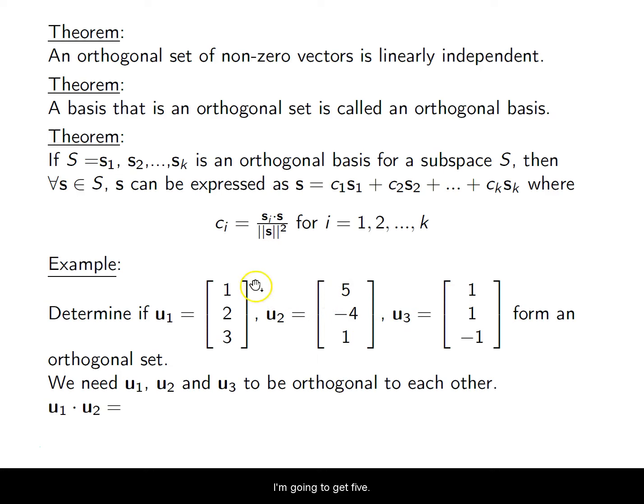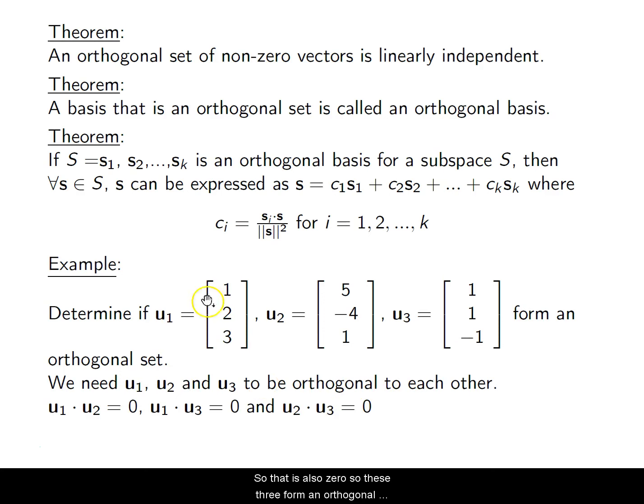Here I'm going to get 5, here a positive 3, which is 8, and here a negative 8. So I got positive 8 and negative 8, which is 0. For 1 and 3, I got 1 plus 2 is 3, and a negative 3, so that adds up to 0. For the last one, I got 5, a negative 4, and a negative 1, so that's 5 and negative 5, which is also 0.